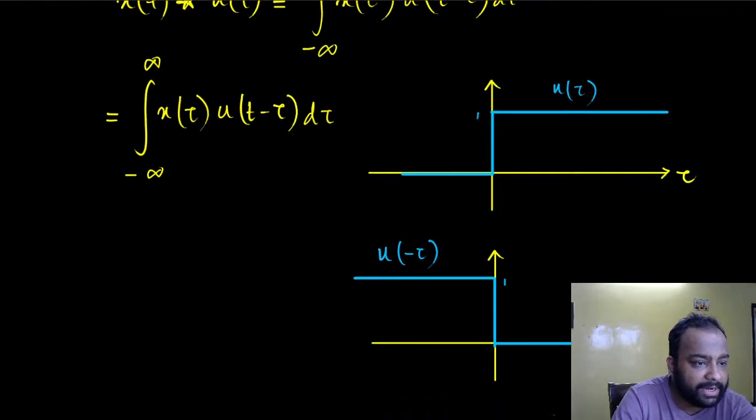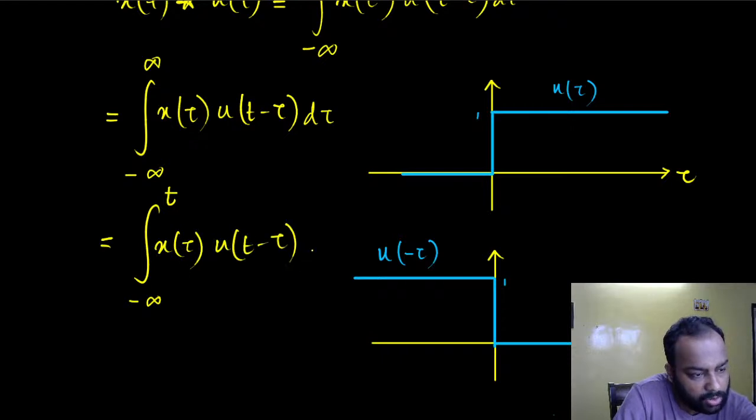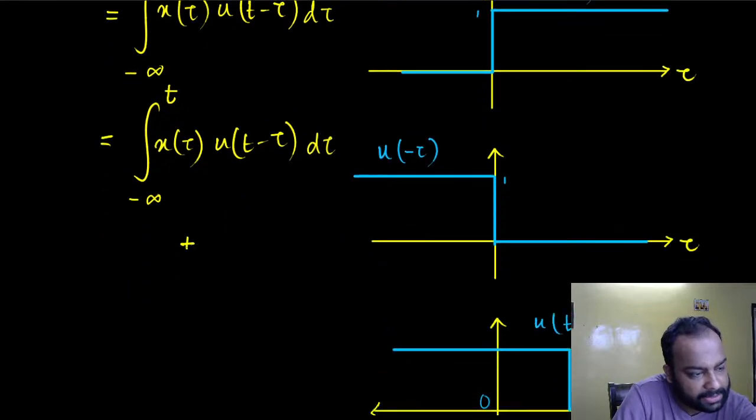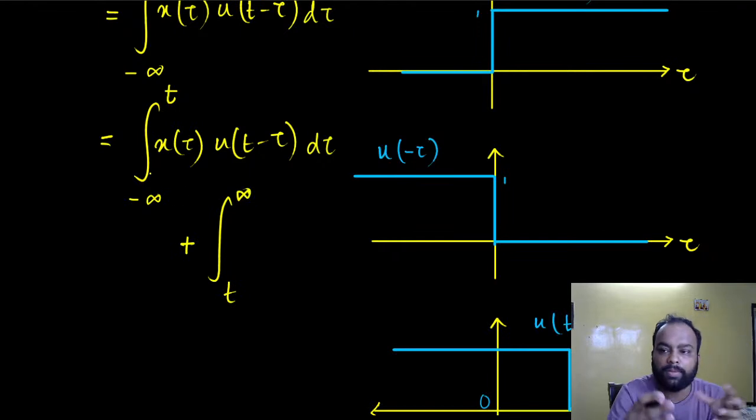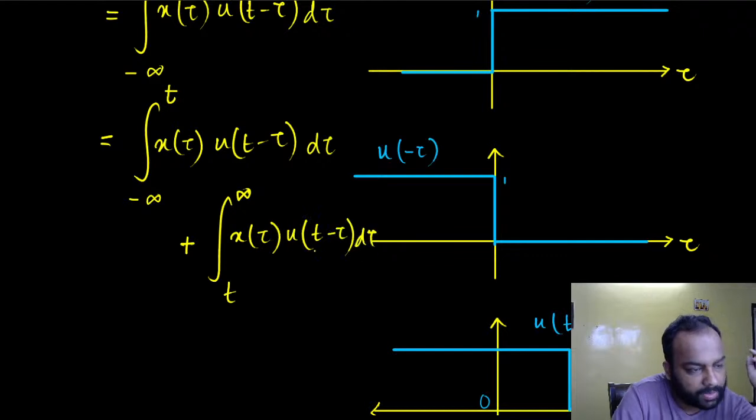So now let's split the integration into two portions. In one portion we are integrating from negative infinity to t, so we are writing x(τ) u(t − τ) dτ, and then plus we are integrating from t to positive infinity. So we have split the integral from minus infinity to plus infinity into two subdomains like that, with x(τ) u(t − τ) dτ in each. These are the two portions of the integral.